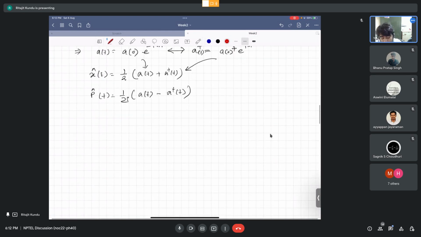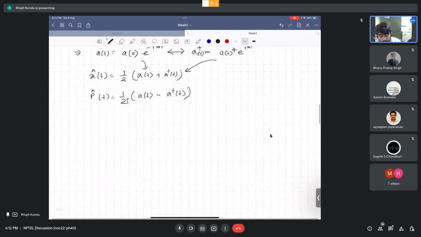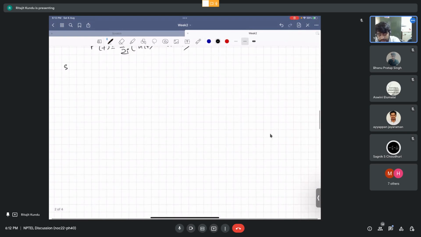So this was my question 5. Now they have said that a is given by e to the power i theta square root n, and a dagger is given by square root n and e to the power minus i theta. I hope this is correct.